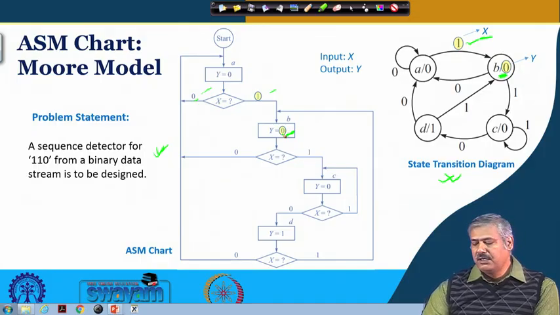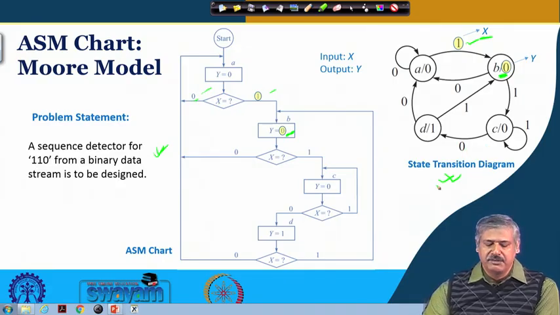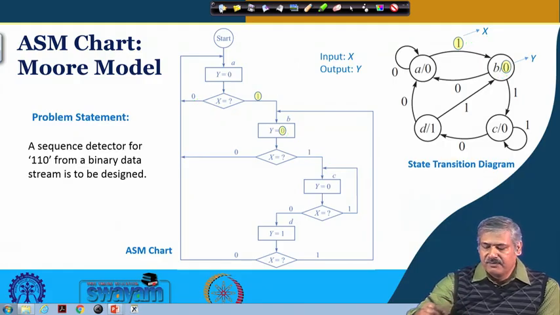But as I said, if the number of inputs becomes large, say 2 inputs, then 4 such branches will be there, and that is not easy to read in a state transition diagram based representation. So ASM chart is preferred for that.